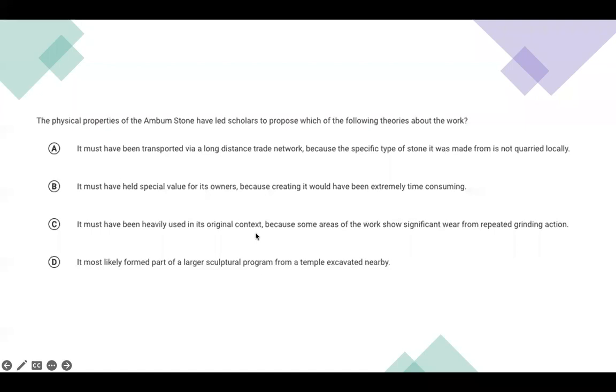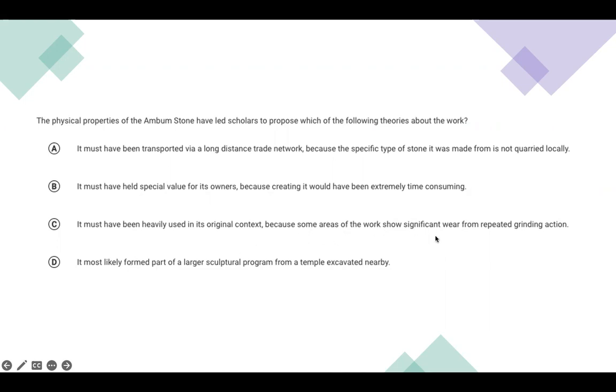Okay, physical properties of the Ambum Stone have led scholars to propose which of the following theories about the work. It must have been transported via a long distance through trade networks. It must have held special value for its owner because creating it would have been extremely time consuming. It must have been heavily used in its original context.